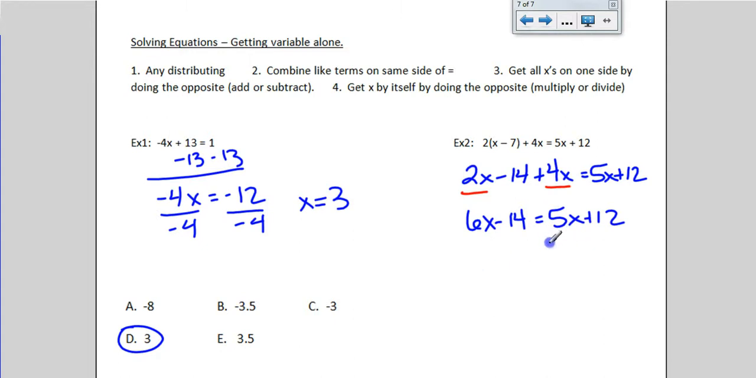Now I need to bring all my x's. I'm going to bring them all to the left. So I'm going to go ahead and subtract the 5x. Again, probably more work than you would show, but it's good. And then since the x's are on the left, the non-x's need to go to the right. So I'm going to go ahead and add the 14 to move it over. And I get x equals 26. All right, moving along. Oh, we're done. What am I thinking?